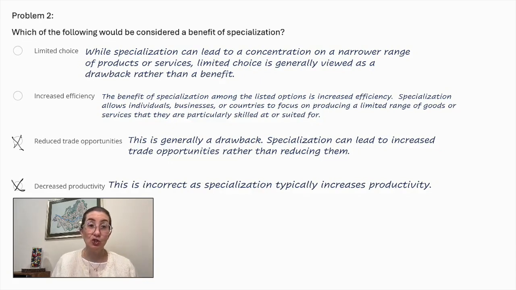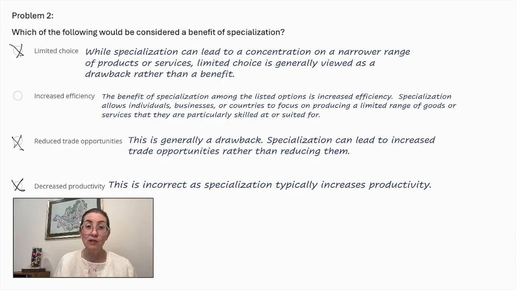Now to limited choice. While specialization can lead to a concentration on a narrower range of products or services, limited choice is generally viewed as a drawback rather than a benefit. So we can eliminate that as well. So we are left with increased efficiency. The benefit of specialization among the listed options is increased efficiency.